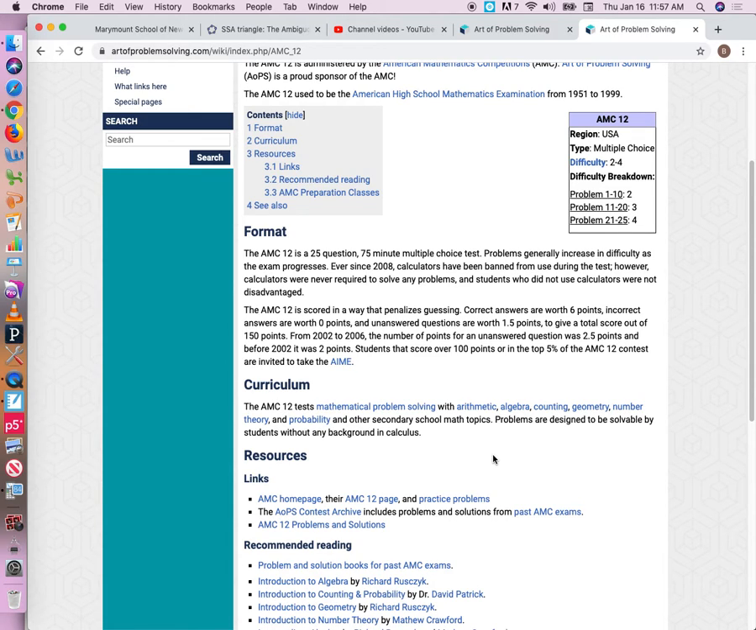So if there's 25 questions and you're shooting for 100 points, correct answers are worth 6 points. So if you answer 10 of them, you automatically have 60 points. If you answer 20 of them and leave 5 blank, you have 120 points. So you see you want to balance because you also have a 1.5, well, I'm sorry, I said that wrong. Unanswered ones are worth 1.5 points. Incorrect answers are worth 0 points. Sorry.